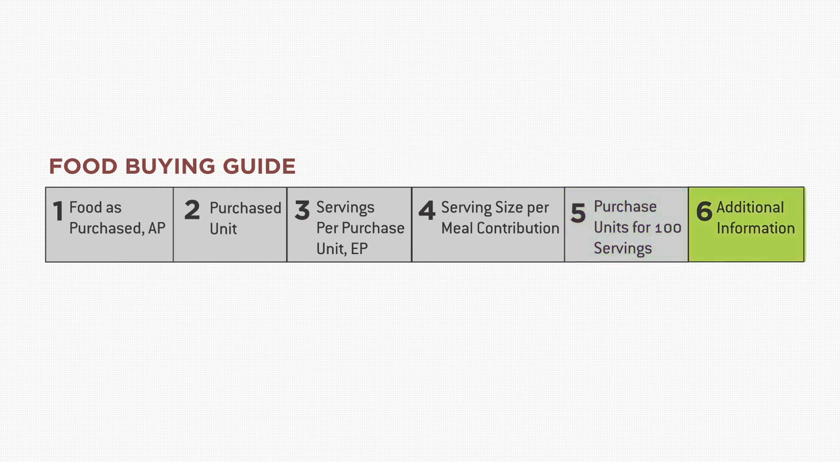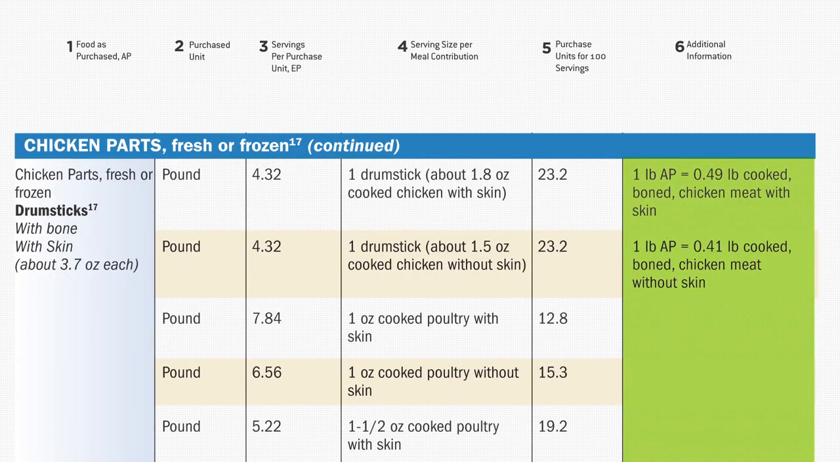Column 6, Additional Information, provides other information to help you calculate the amount of food you need to purchase and/or prepare. Column 6 also contains valuable information about yield factors for raw to cooked products, as shown by our previous chicken drumstick example. The 3.7-ounce raw drumstick provided only 1.8 ounces of cooked chicken for a yield factor of 49%.